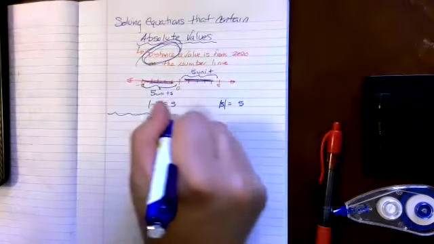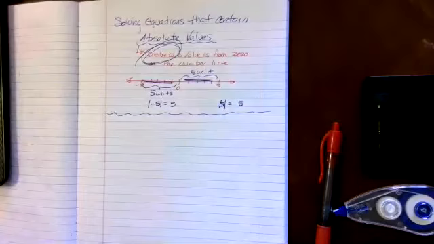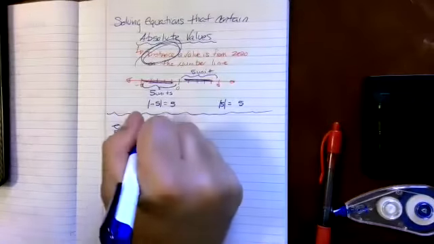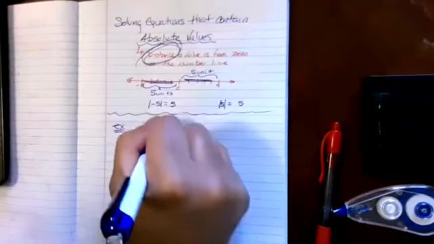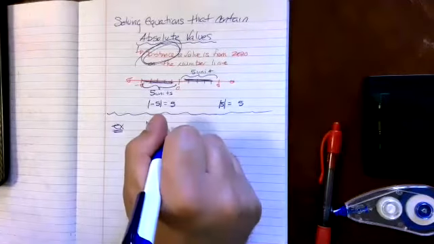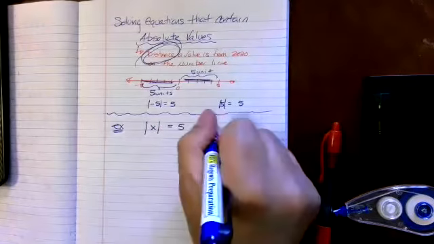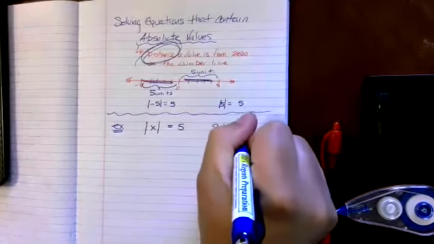So in this section, we're doing equations that have absolute value. So let's start with the simplest equation. The absolute value of x is equal to 5. Right? And it's going to say solve for x.